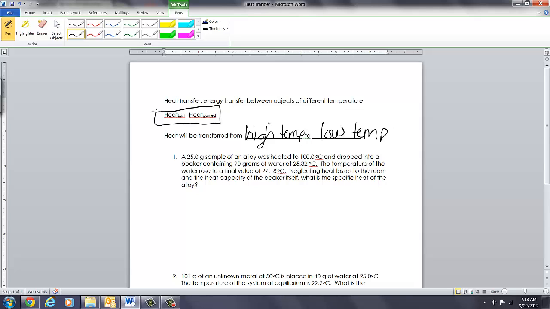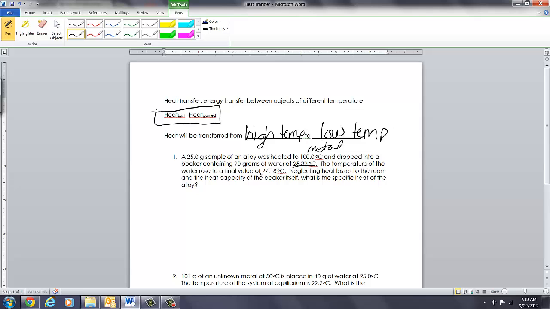So let's look at what this problem is saying. I have a 25-gram sample, and it's heated to 100 degrees. Then I drop it into a beaker that has 90 grams of water, at its starting temperature. This is where my metal started. This is where the water started. The temperature of the water rose to a final temperature of 27.18.